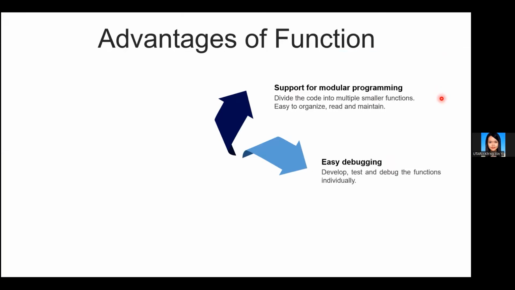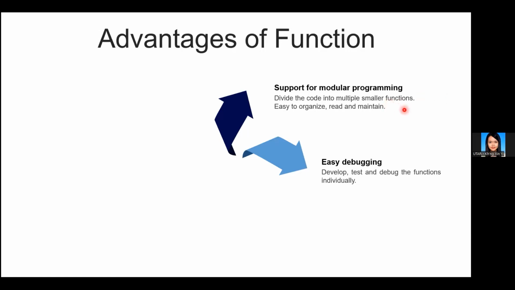How can we use functions in programming? Of course, there are some advantages, right? So what are the advantages? Just now, we know that with a function, we divide the program into multiple smaller chunks, which we call smaller functions. This is what we call modular code. If we divide into multiple smaller functions, it will be easier for us to organize, to read, and to maintain it.